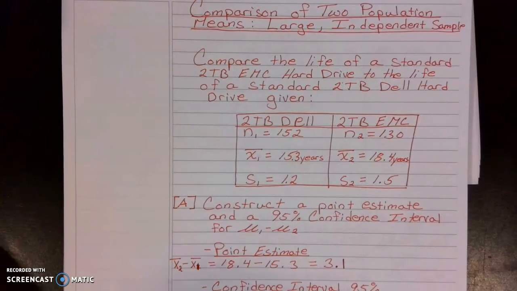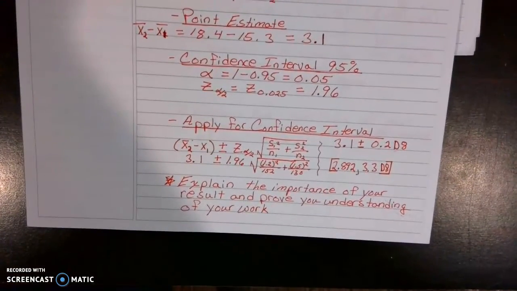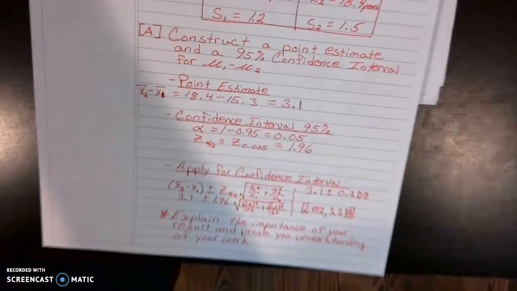So the first thing we need to do is construct a point estimate and a 95% confidence interval for the mean from sample 1 minus the mean from sample 2, right? It doesn't really matter which we call sample 1 and which sample 2, we just want to keep it consistent throughout the problem. So we take that 18.4, we subtract from it that 15.3, and our point estimate is going to be 3.1.